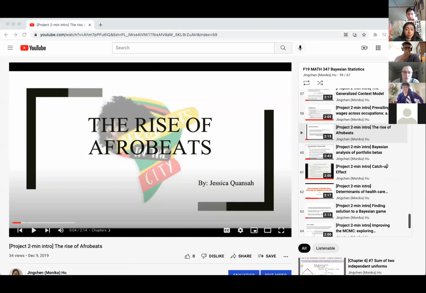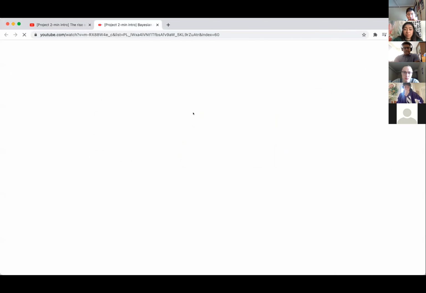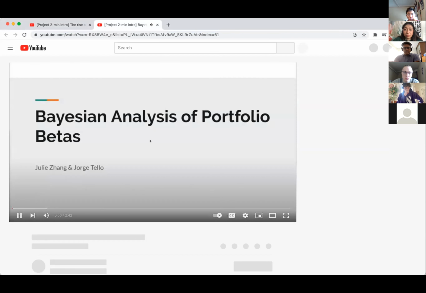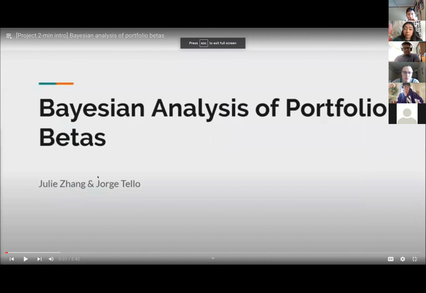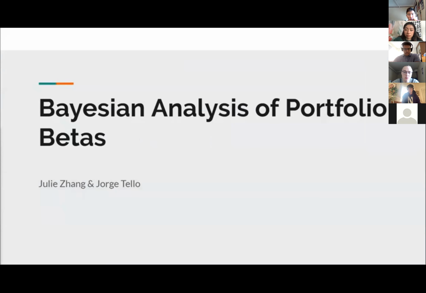And the next one I want to show is called Bayesian analysis of portfolio betas. This is actually a cross-campus collaboration between a bachelor student and a Swarthmore student that semester. My name is Jorge, and I'm from Swarthmore. Today, we're going to present the Bayesian analysis of portfolio betas.